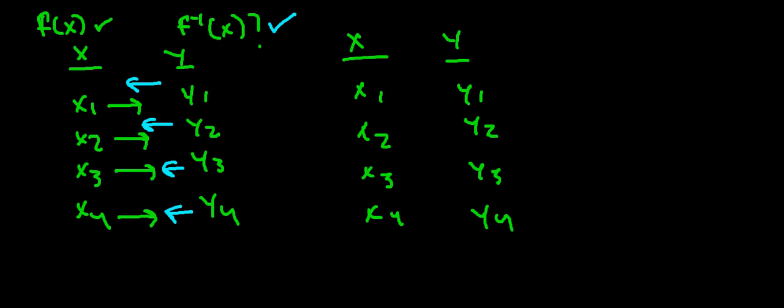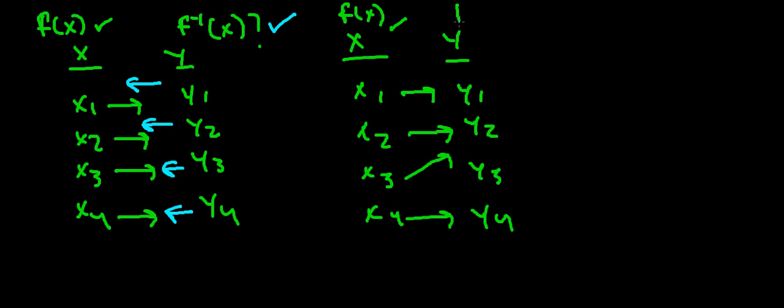Alright, so let's suppose x1 corresponds to y1, x2 to y2, x3 to y2, and x4 to y4. So let's figure out if the x to y is a function. So let's see if this is a normal function. So we have x1 corresponding to y1, so this is one-to-one, x2 to y2, that's one-to-one, x3 to y2, that's one-to-one. Even though these are the same, that's fine, because each x only has one y, and x4 to y4. So this is a function.